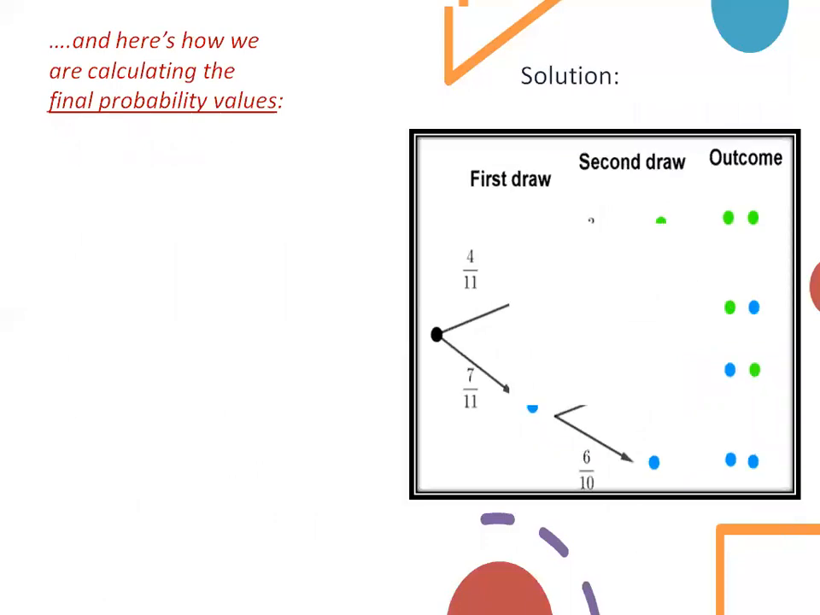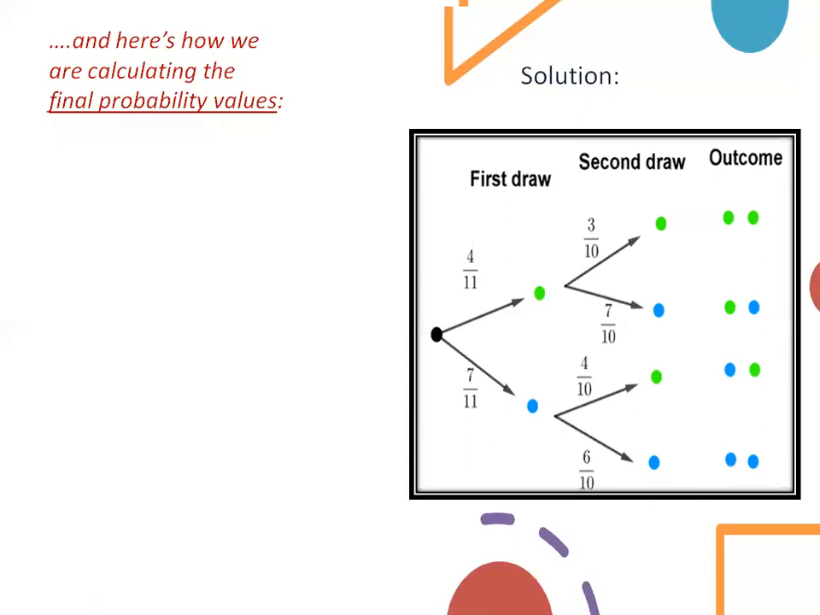So here we will be calculating the final probability values. And here are the final outcomes. 4 possible outcomes are here: 2 green, 1 green and 1 blue, 1 blue and 1 green, and 2 blue marbles. To calculate the probability of each outcome, we multiply the probabilities along the branches.